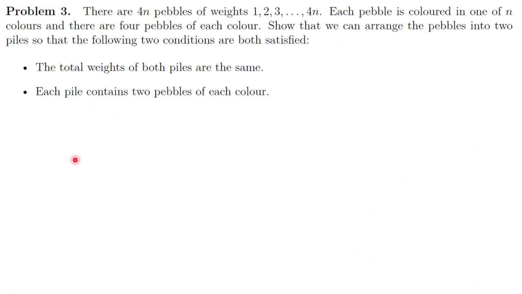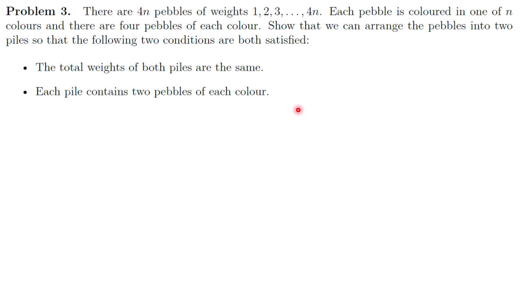Okay, let us now look at problem 3. This is an interesting combinatorics problem with a rather clever solution. There are 4n pebbles of weights 1 to 4n. Each pebble is colored with one of n colors, and there are 4 pebbles of each color. Show that we can arrange the pebbles into 2 piles so that the following 2 conditions are both satisfied. Firstly, the total weights of both piles are the same. Second, each pile contains 2 pebbles of each color.